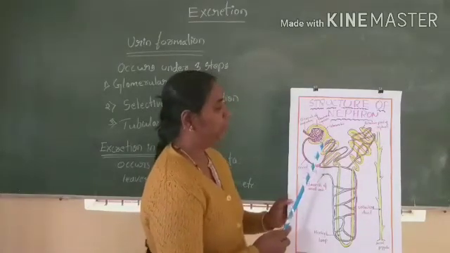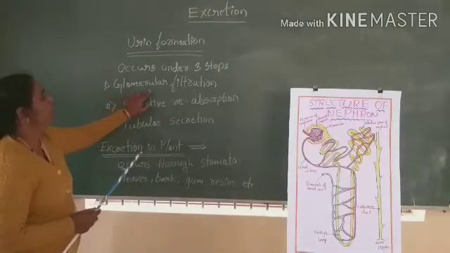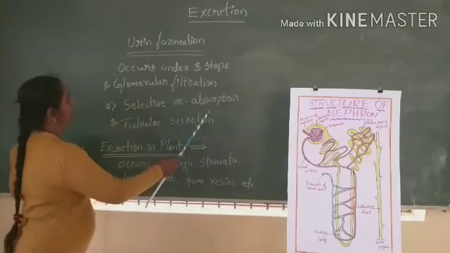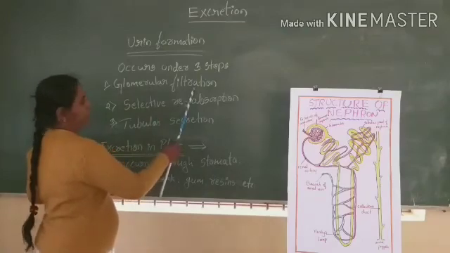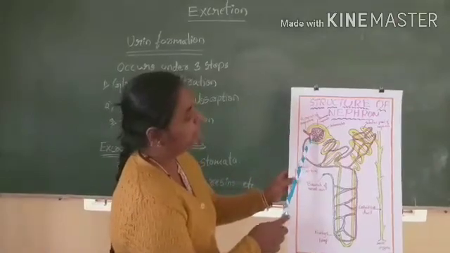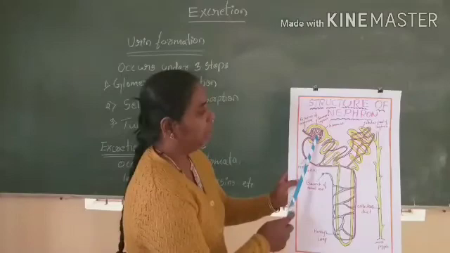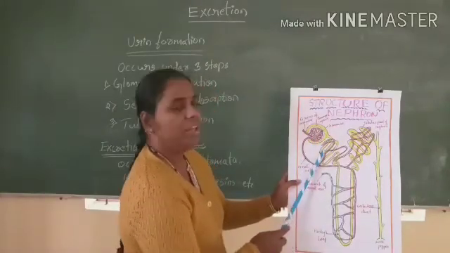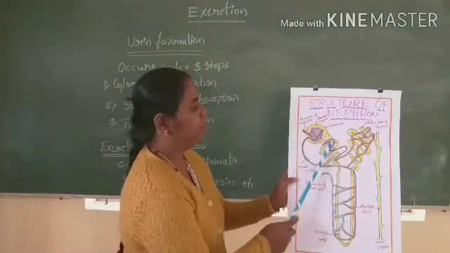The urine formation in the nephron takes place in 3 steps. The glomerular filtration is the first step. Second is selective reabsorption. Third is tubular secretion. The glomerular filtration: when blood is rushed into the glomerulus with a high pressure, the materials along with the excess water get filtered into the nephron. Therefore we call this glomerular filtration.